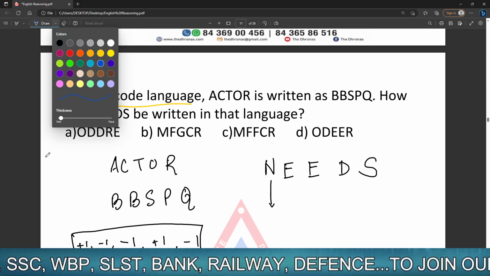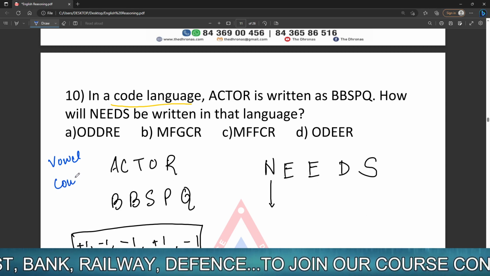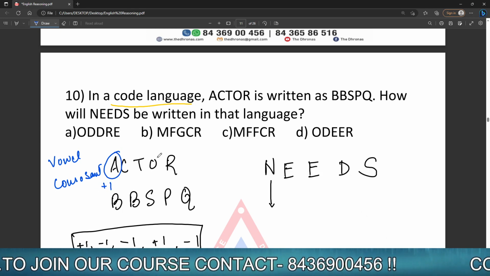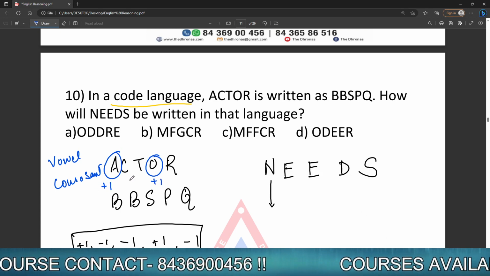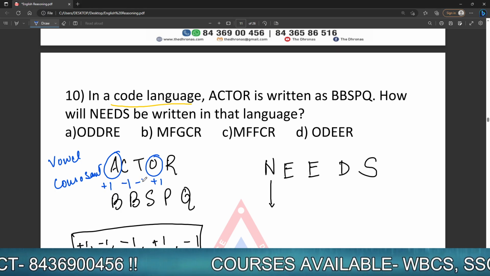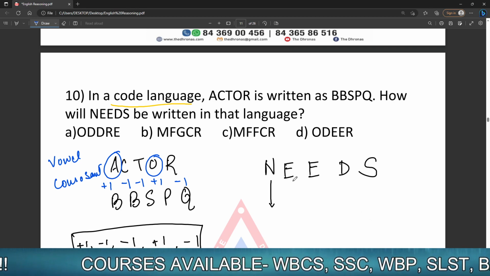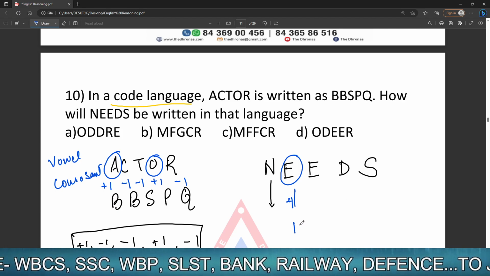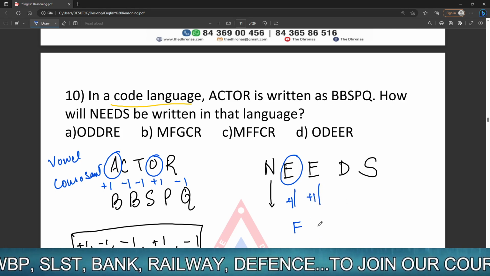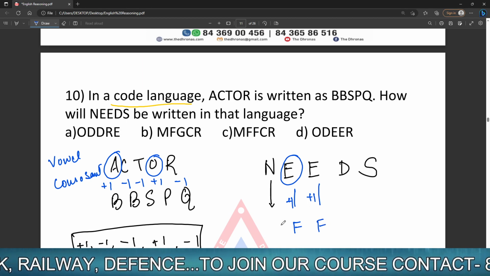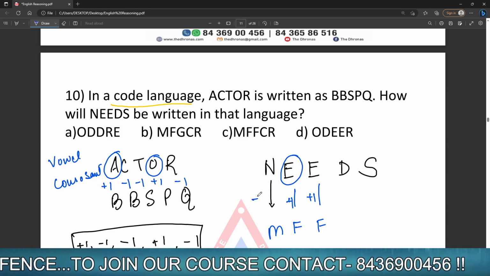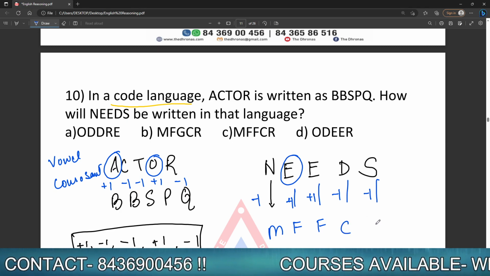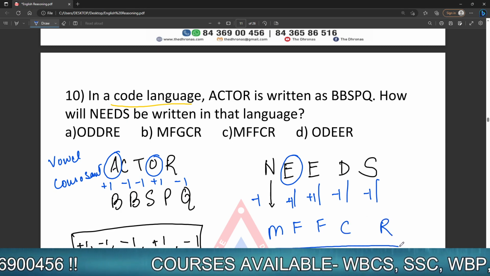The catch in this question is vowels and consonants. See, A is a vowel +1, O is a vowel +1, and the rest 3 are consonants. That's why it's -1. So from here, E is a vowel +1, and the rest 3 are consonants. So it should be -1, D should be -1, S should also be -1. So the answer for this question is MFFCR.